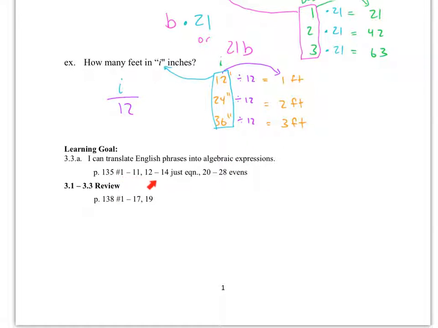Page 135, 1 through 11, 12 through 14, just do the equation. 20 through 28, evens. So you're going to do all of these here, and then you're going to do 20 through 28, only evens. When you're done with that, please work on the 3.1 to 3.3 review because we will have a quiz coming up.